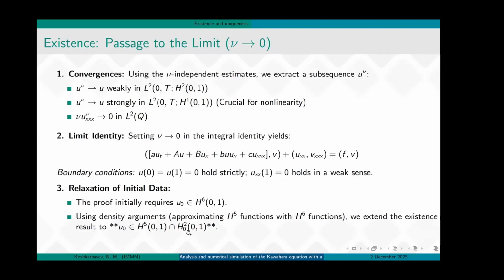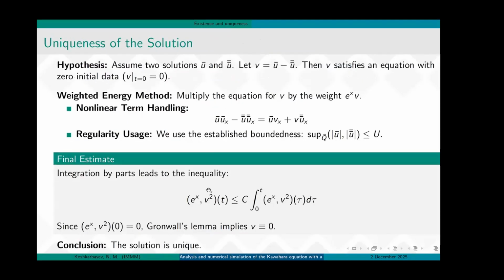Next, this slide shows uniqueness of the solution. To prove uniqueness, we assume there are two solutions, u-tilde and u-double-tilde, and consider the difference v. Then v satisfies an equation with zero initial data.